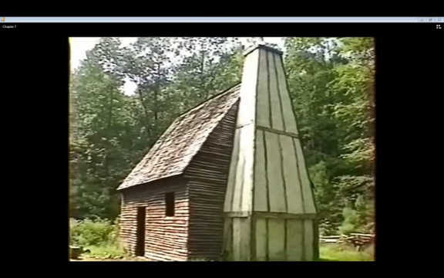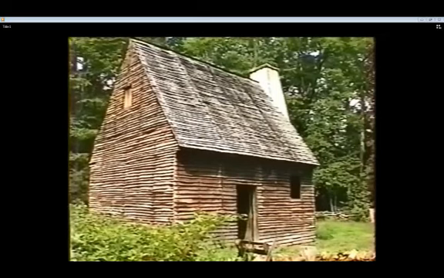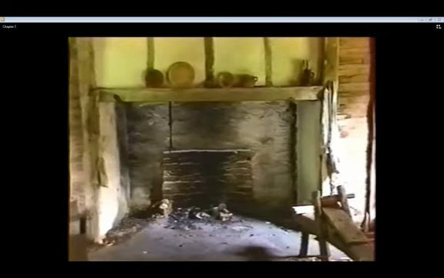This is the primitive shack of the indentured servant. Inside, you're going to see that the floors are made of hardened earth. He's hoping to live through his period of indenture so that he can become a plantation owner himself.